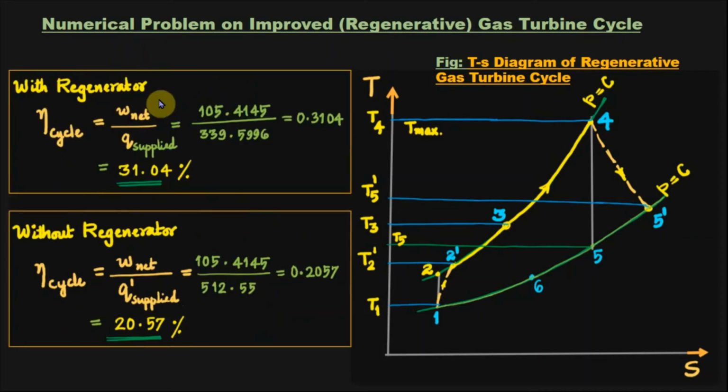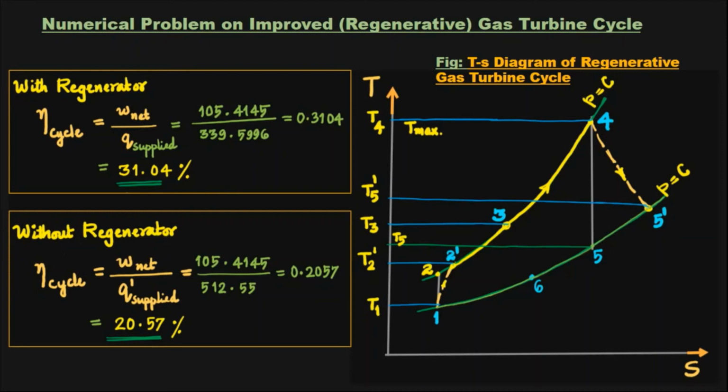So with regenerator, what is the cycle efficiency, the thermal efficiency of the cycle? W net divided by heat supplied. So that is 105.4145 divided by the heat supplied with regenerator, which is 339.5996. Numerator will remain the same in both cases. So we get the cycle efficiency as 0.3104. If you convert that into percentage by multiplying by 100, you will get 31.04%.